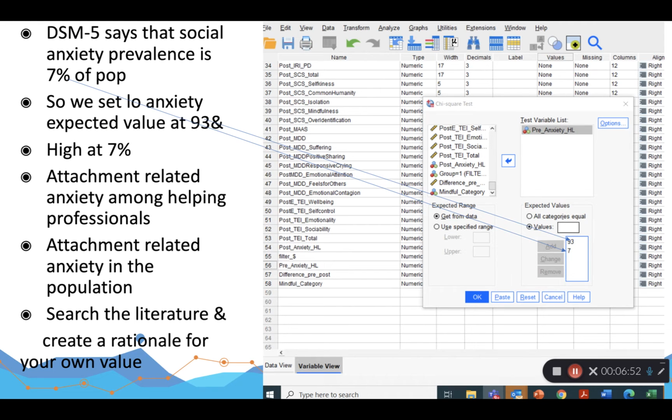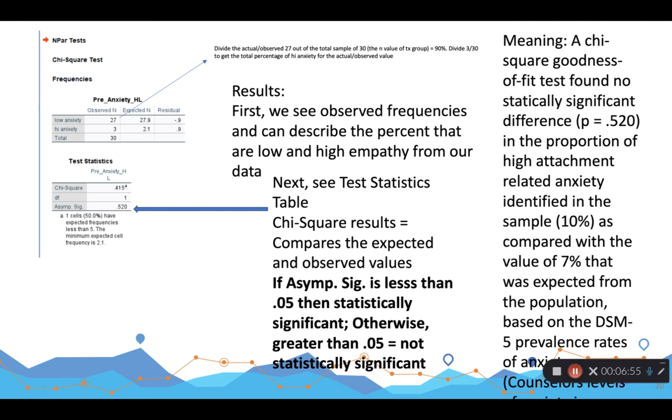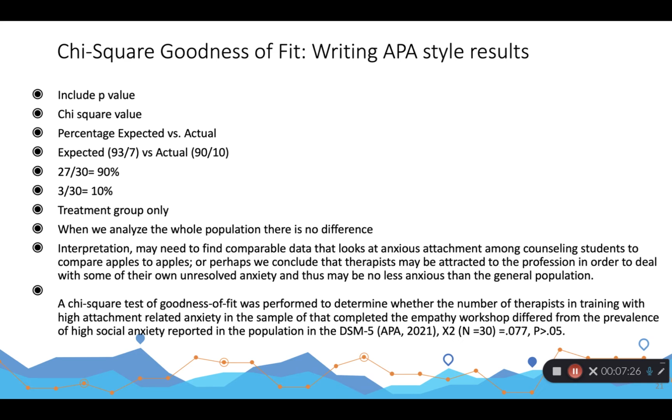Once you put those expected values in, you click OK, and then SPSS generates this output, and we see the output here on the left. The number of values for low anxiety was 27, high anxiety was 3. We divide those by the total number of participants, which for the treatment group was 30, so 27 divided by 30 gives us 90%. 3 divided by 30 gives us 10%. So our actual observed values were 90% and 10% compared to the 93% and 7% that we had expected.